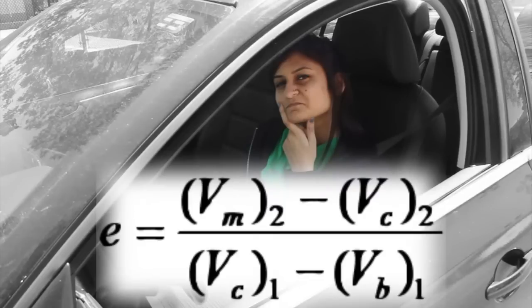If I assume that the coefficient of restitution between my car and the pedestrian is 0.5, then I can set up a system of equations to determine both of our final velocities. So, given e equals the velocity of the man at point 2 minus the velocity of the car at point 2 divided by the velocity of the car at point 1 minus the velocity of the man at point 1.